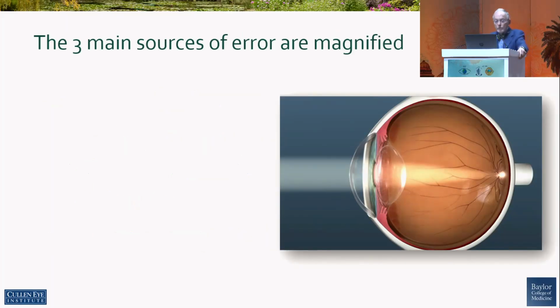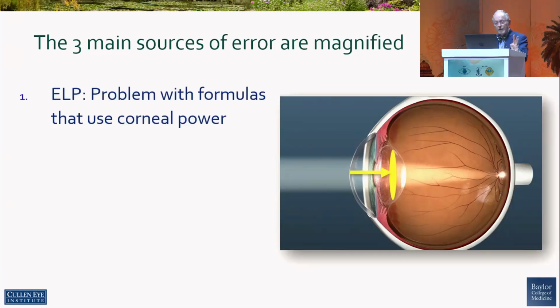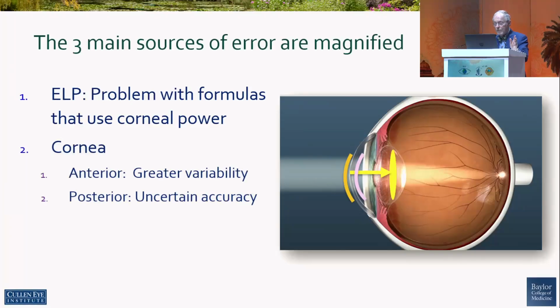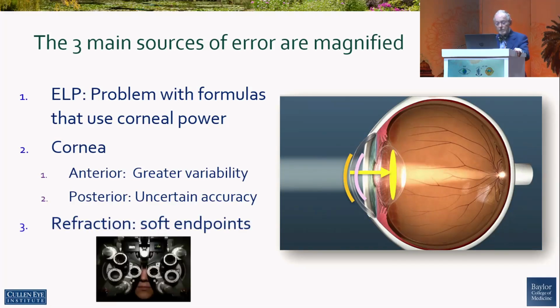So we heard a great talk about the post-LASIK eye. The interesting thing about the post-LASIK eye, if you think about it, is I mentioned the 3 sources of error. Well, those are the things that are magnified in the post-LASIK eye. The ELP, because the formulas use corneal power to calculate ELP, and of course corneal power has changed. The cornea, the greater variability of the anterior cornea, we have this problem that when you measure the anterior cornea, it doesn't accurately reflect the posterior cornea in the post-LASIK eye, and refraction has soft endpoints.